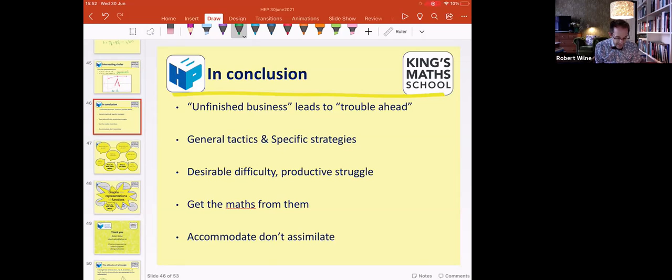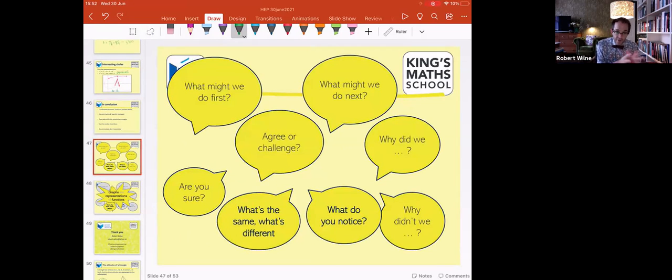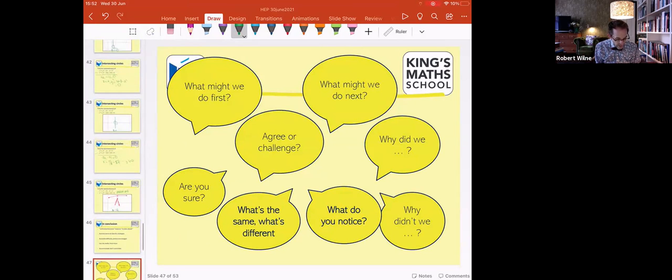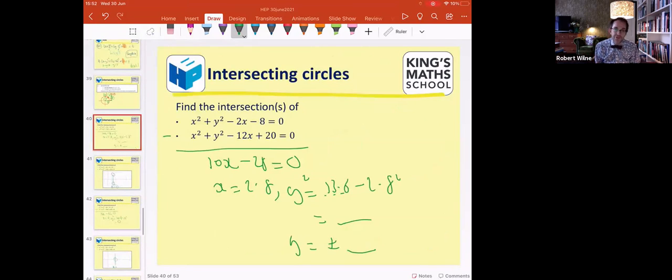In terms of getting the maths from them, well, these are my favourite questions. I've asked you what's the same, what's different quite a few times. What do you notice? But then, of course, agree or challenge, we use that on the inequality slide. But just generally engaging with the students, well, we want to find where those circles intersect.